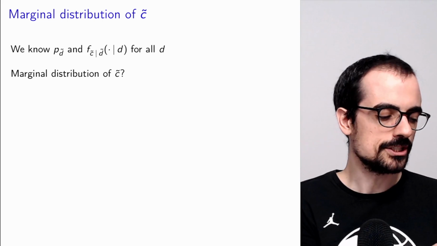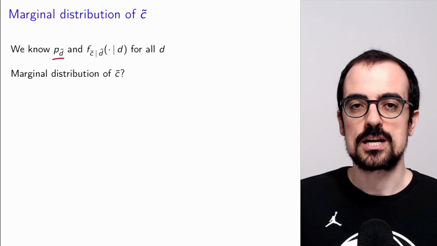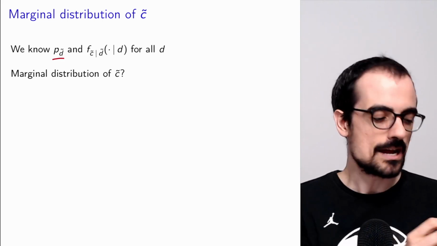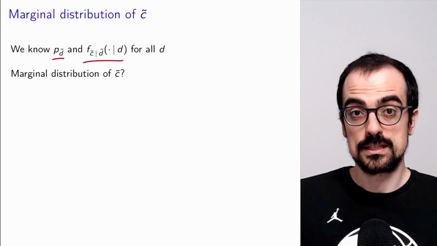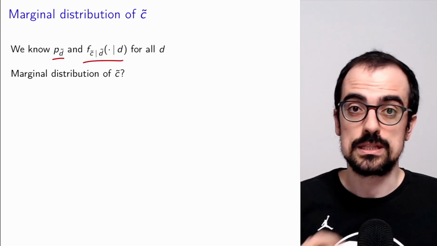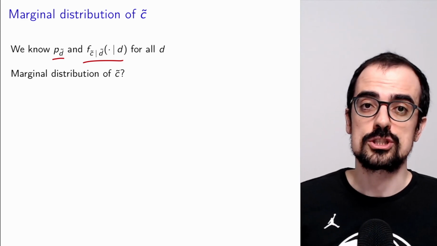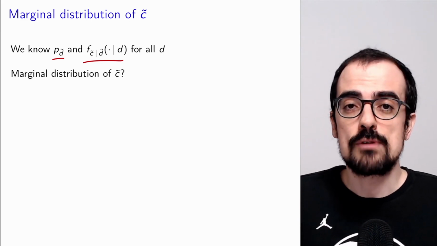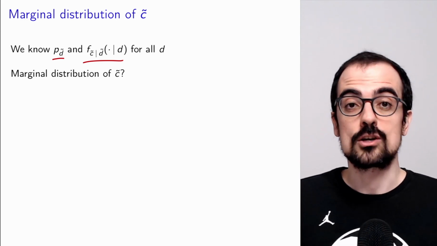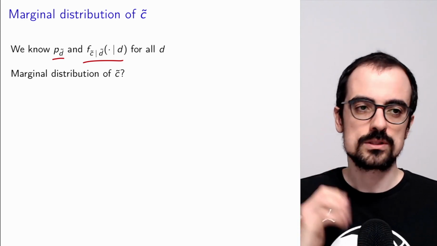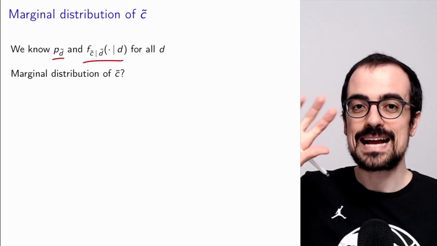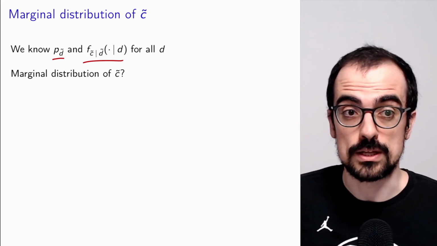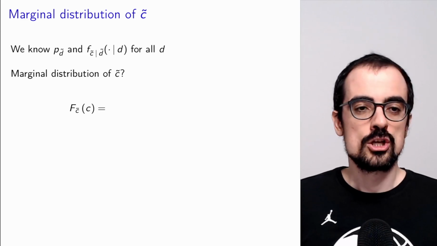Imagine that you know the marginal PMF of the discrete random variable, and you know the conditionals given the values of the discrete random variable, just like we did for the precipitation and temperature at Mauna Loa. How do you derive the marginal distribution of the continuous random variable? You don't want to worry about the discrete random variable, you just want to isolate the behavior of the continuous random variable. So what do we do?